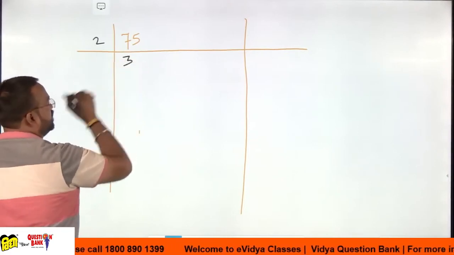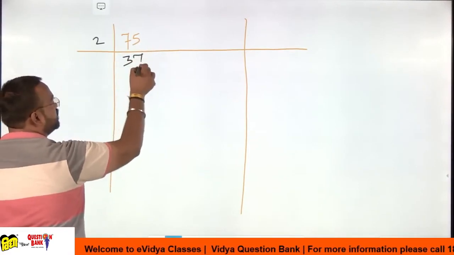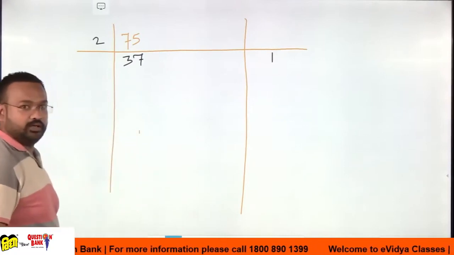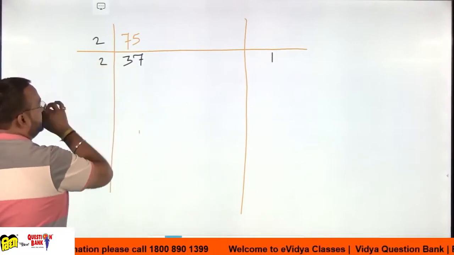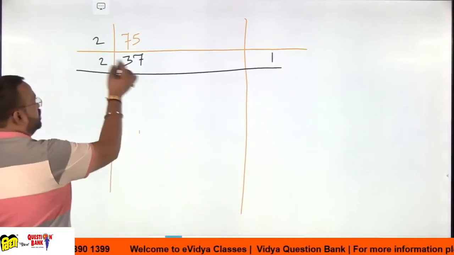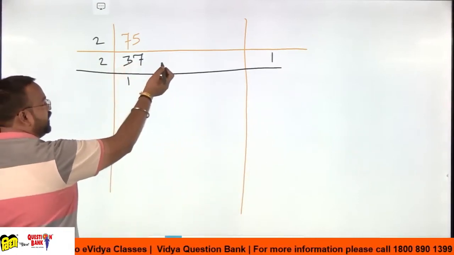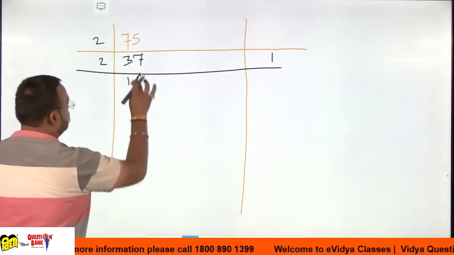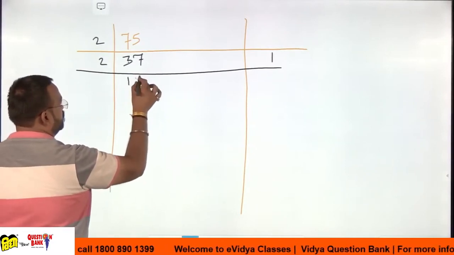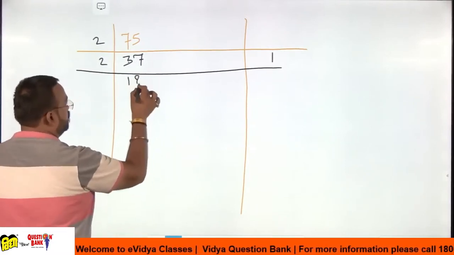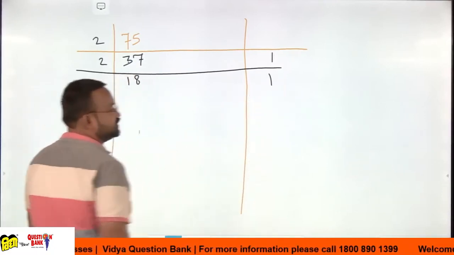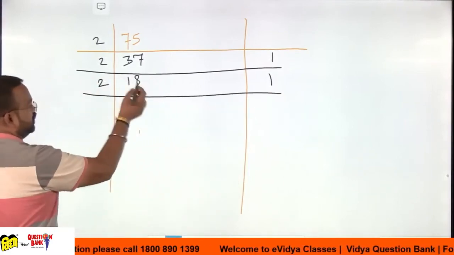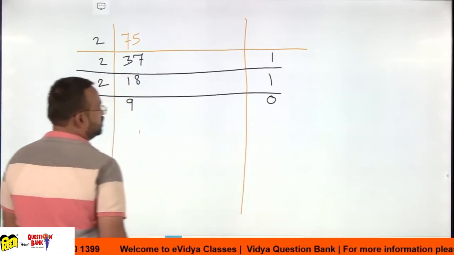So we will start dividing. 2 3s are 6, 1 15, 2 7s are 14. What remainder will we get? We will get 1. Now we will divide 37 again by 2. So 2 1s are 2, 1 carried forward to this. So that means 17. 2 8s are 16. Again the remainder is 1. We will keep dividing until we get 0. So 2 9s are 18. Now the remainder is 0.